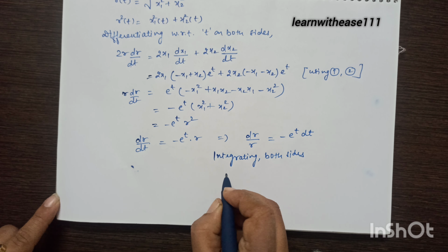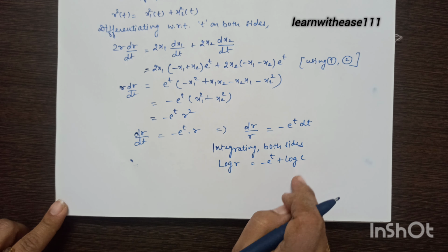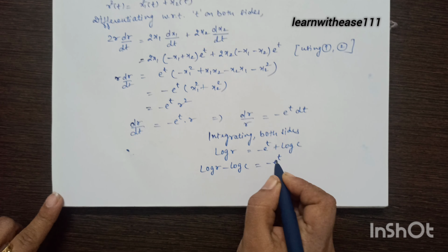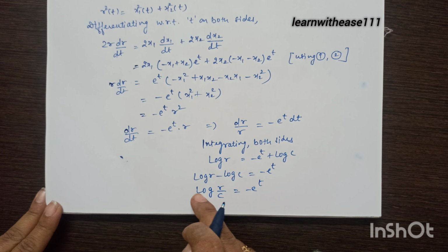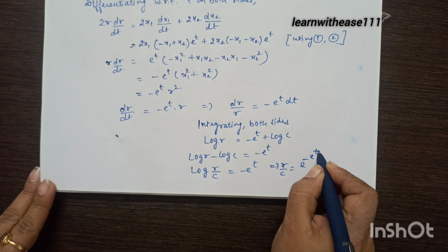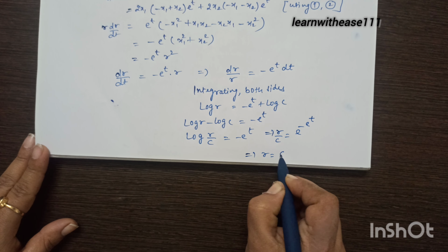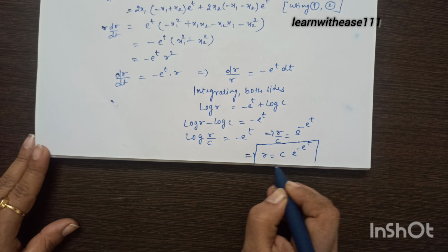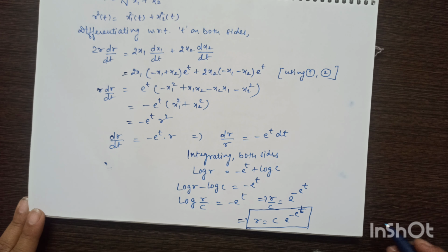So this will be log r equals minus e to the power t plus log c. Log on one side, log r minus log c. We need to find r. This is our aim. So log r upon c is this. Shifting log, this will become exponential on the right hand side. So r is now c into e to the power minus e to the power t. This is our solution, r in terms of t.